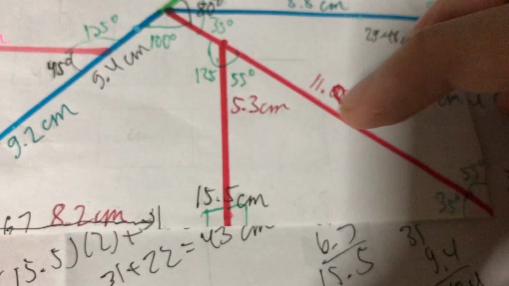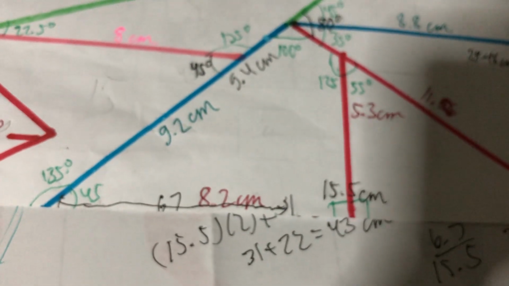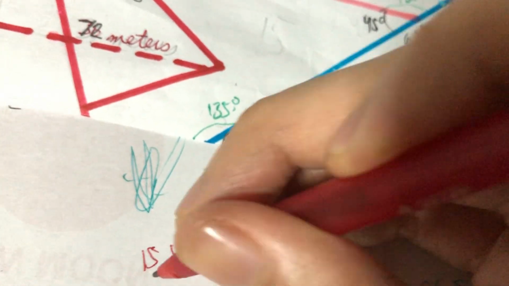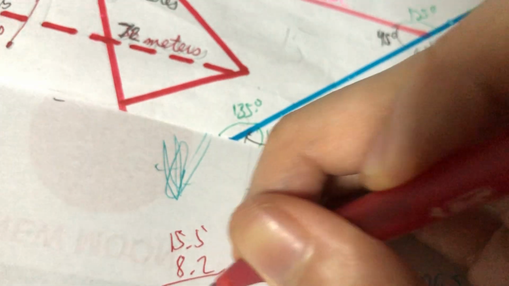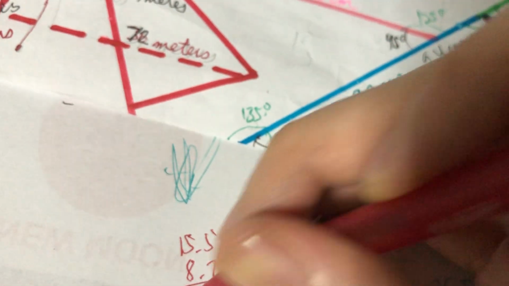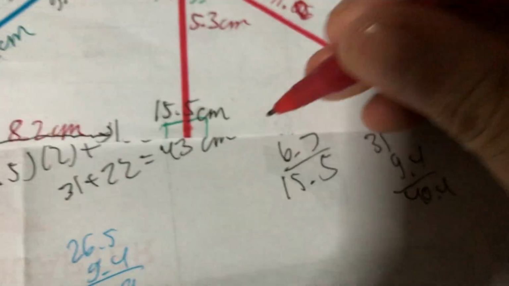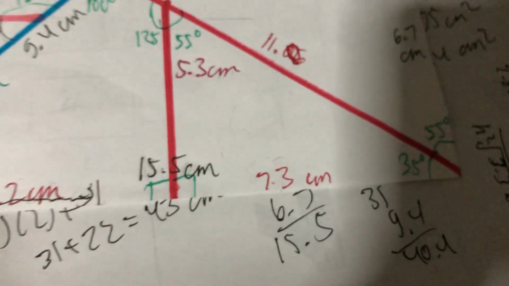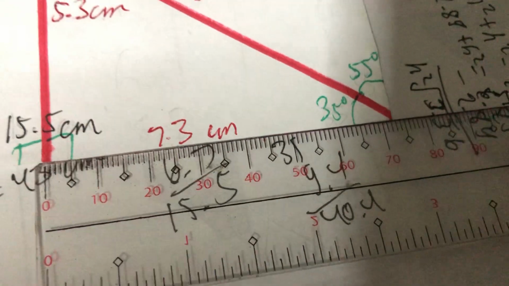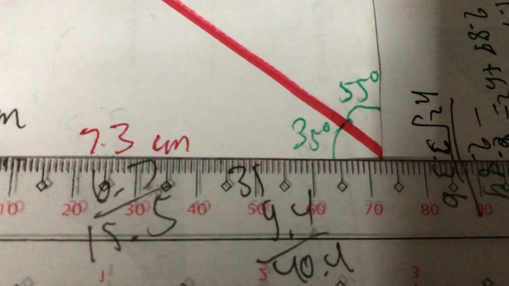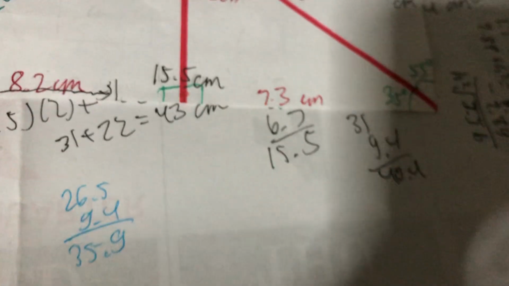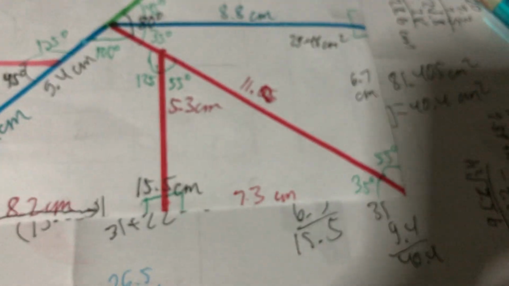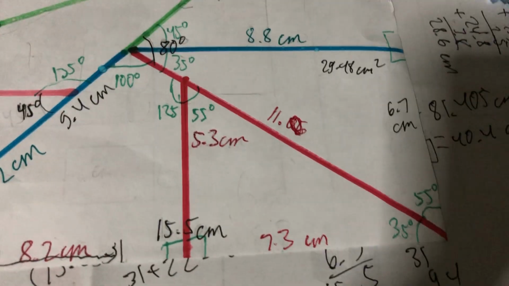Now, if we were to get this measure here, we need to subtract. So, 15.5 minus 8.2. That seems like a long equation, huh? And then it becomes 7.3. So, therefore, the measure of this length is 7.3 centimeters. To check with the ruler, yan, 7.3. Now, if we're asked to solve for the area of this triangle, ganito yun.